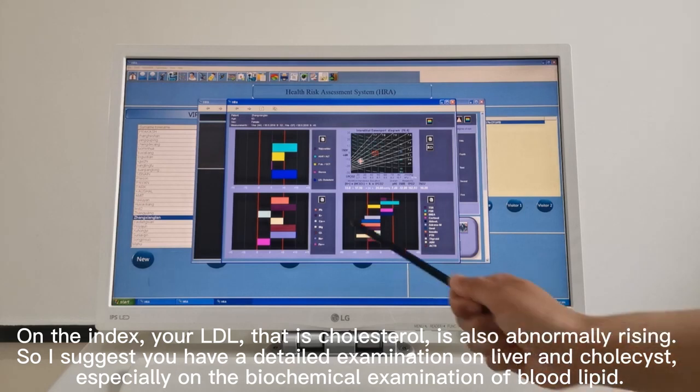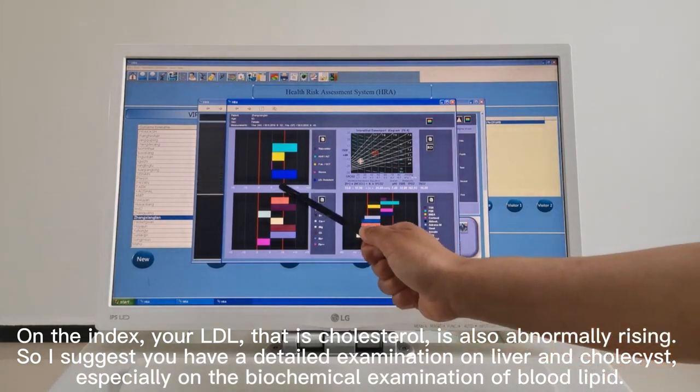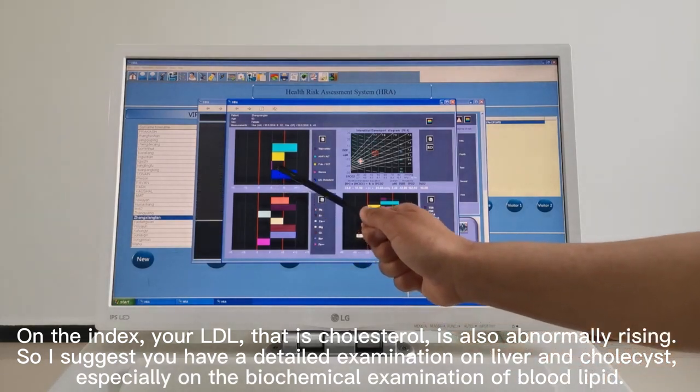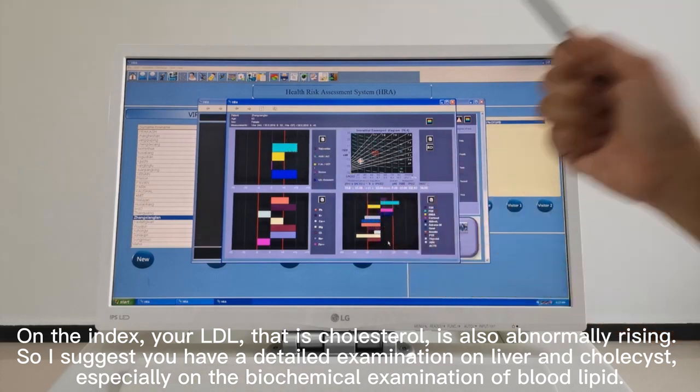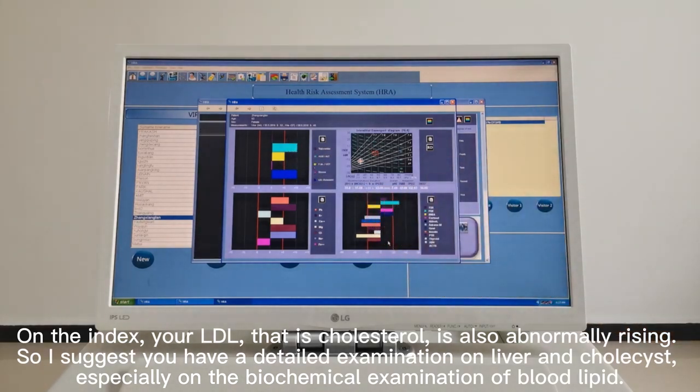On the index, your LDL, that is cholesterol, is also abnormally rising. So I suggest you have a detailed examination of the liver and cholecyst, especially the biochemical examination of blood lipid.